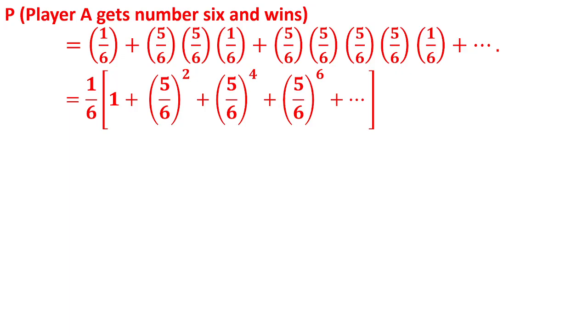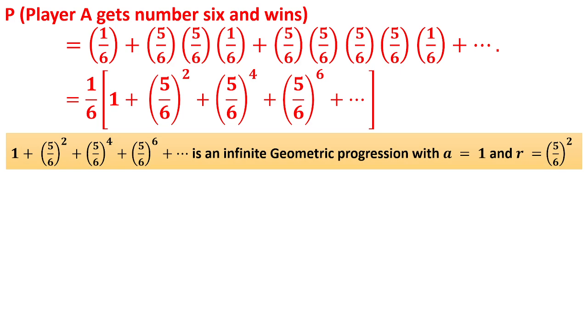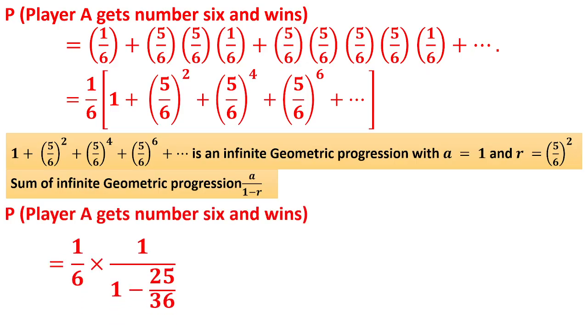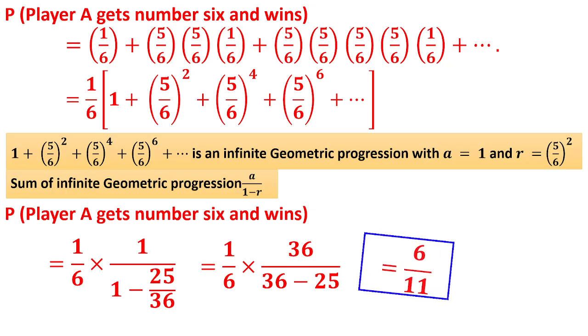But what is the other speciality? This is an infinite geometric progression. Therefore, it is an infinite geometric progression with A as 1, R is equal to (5 by 6) the whole square. Now you recollect the formula for infinite series. When modulus R is less than 1, then the formula for sum up to infinity is A by 1 minus R, A upon 1 minus R. Well, let us substitute it now, where it will be 1 by 6 into 1 upon 1 minus 25 by 36. The answer is 6 by 11.